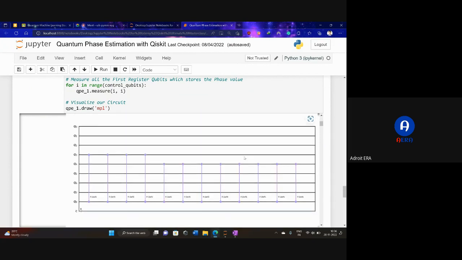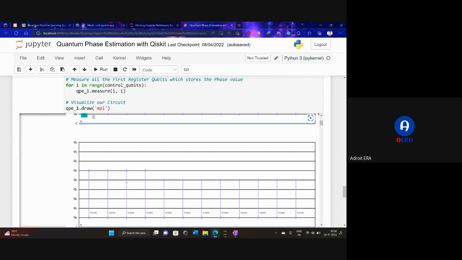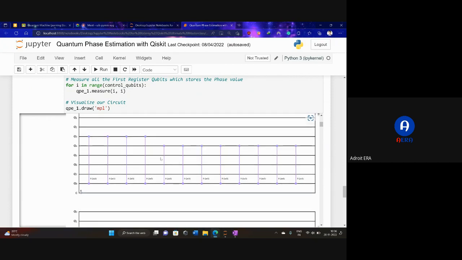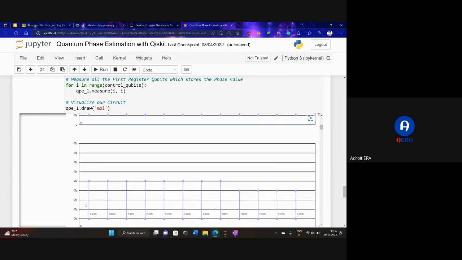Look at this, the circuit is very large. Here 1, 2, 3, 4. Then this is U^(2^3), right? Then U^(2^4). That means 16 times. So here you can count 1, 2, 3, 4, 5, 6, 7, 8. This is 8, and this is again 8. This is U^(2^4). So can you see how the CP is being repeated that many times?